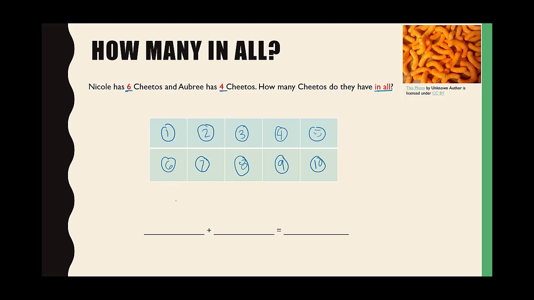So Nicole had 6 Cheetos. Aubrey had 4 Cheetos, and 6 plus 4 equals, we came up with this number right here, 10. So 6 plus 4 equals 10. So there are 10 Cheetos in all.